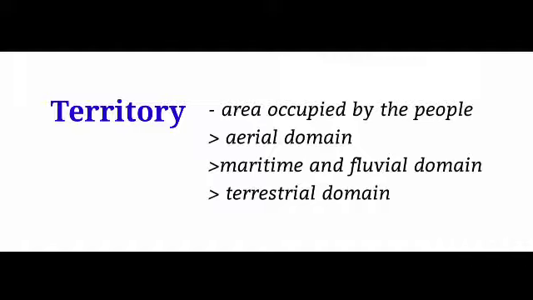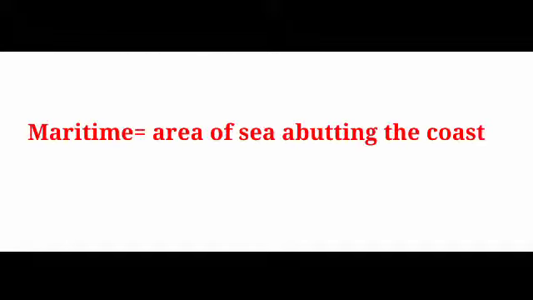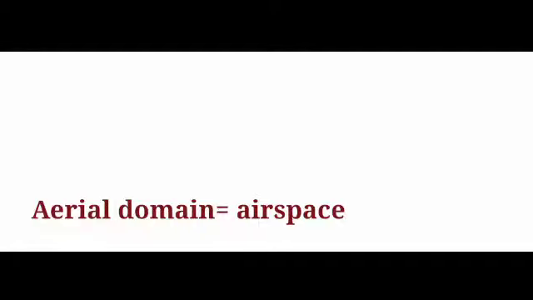What are the important things to remember about territory as an element of the state? Territory refers to the area occupied by the people, composed of aerial, maritime and fluvial, and terrestrial domains. Terrestrial domains refers to the land over which the state has jurisdiction. Maritime is the certain area of the sea that abuts its coast, while fluvial domain refers to inland bodies of waters like rivers and lakes. Aerial domain refers to the airspace above the land and waters.